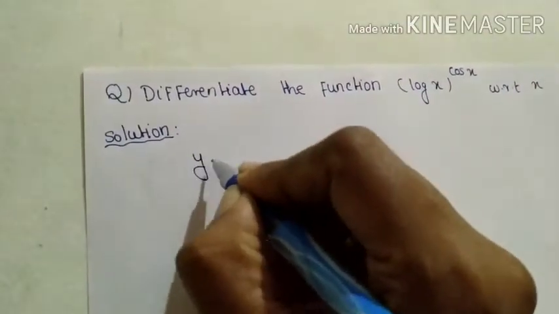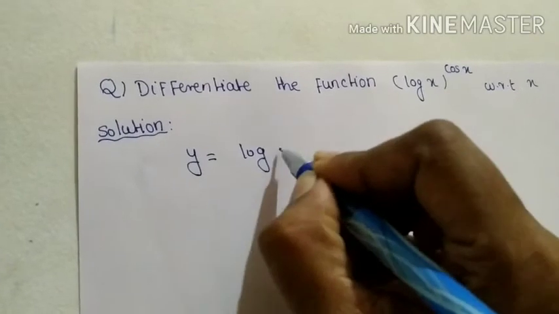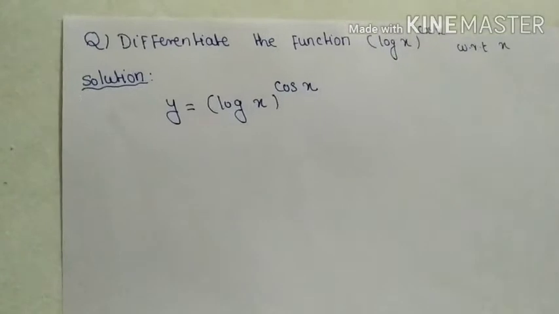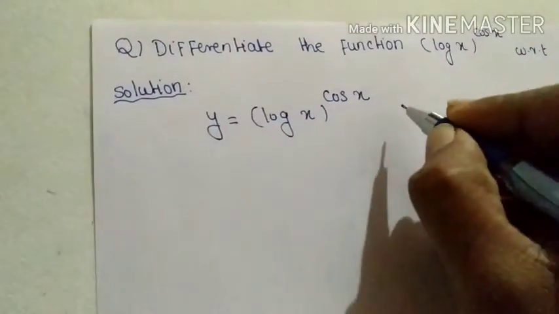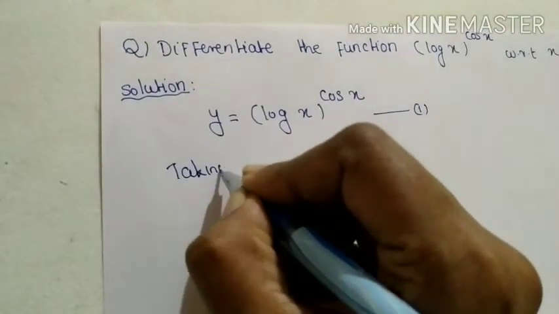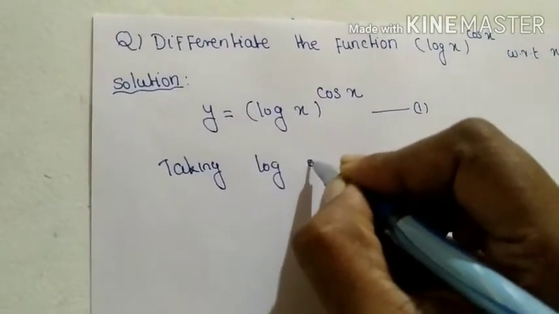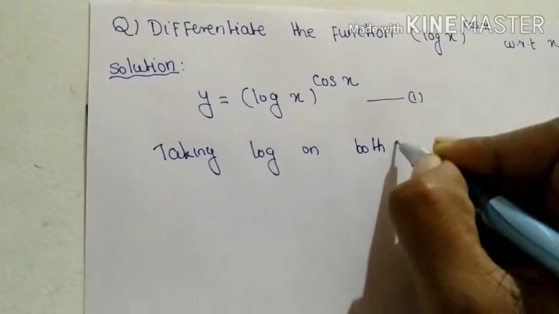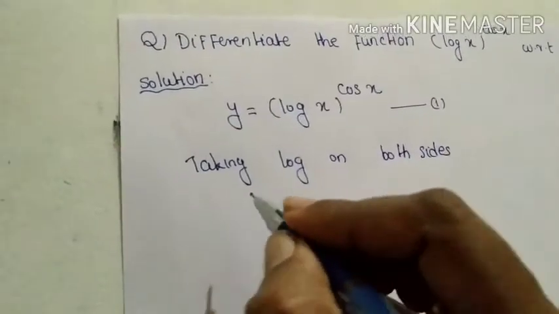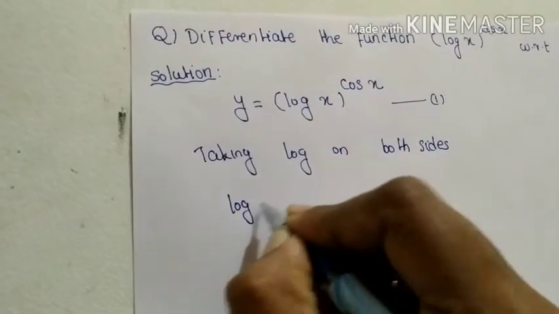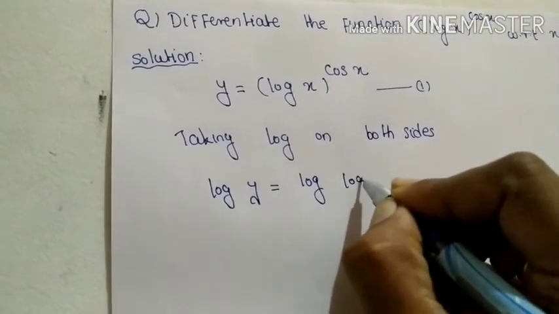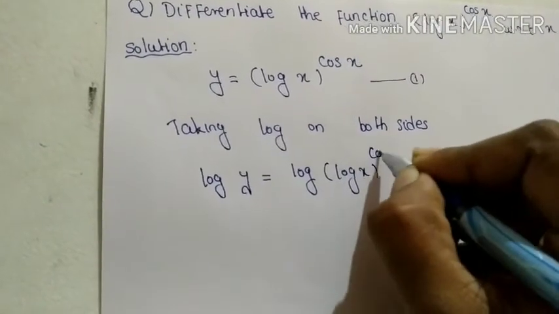Put y equal to (log x) whole raised to cos x. Next, I am going to name it as equation number 1. Taking log on both sides, we get log y equal to log of (log x) whole raised to cos x.